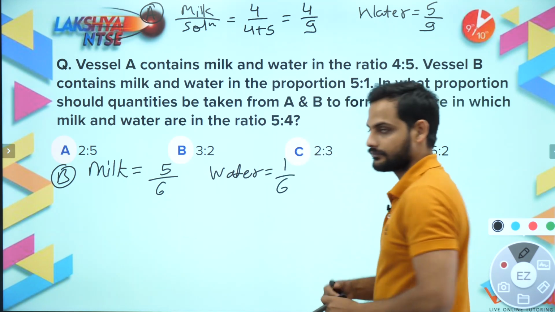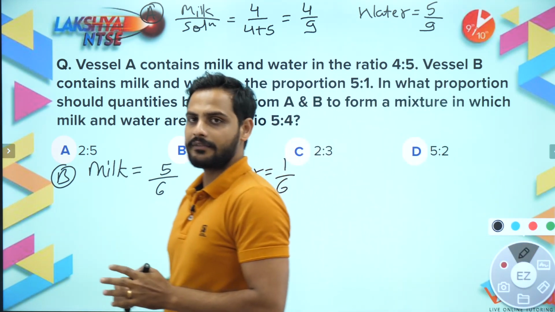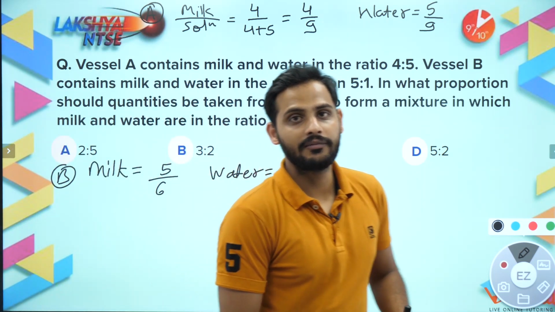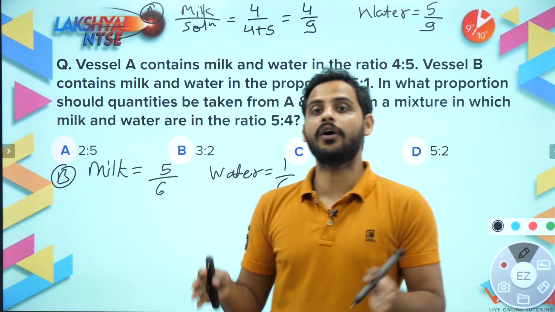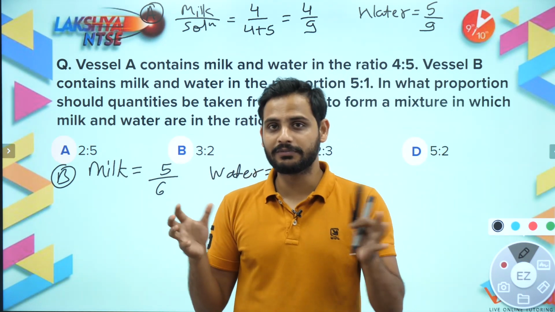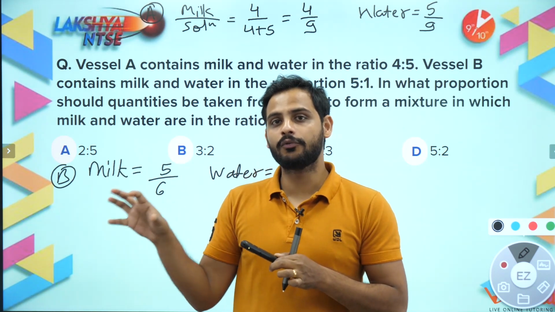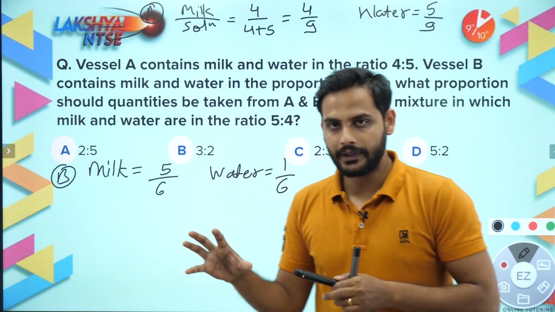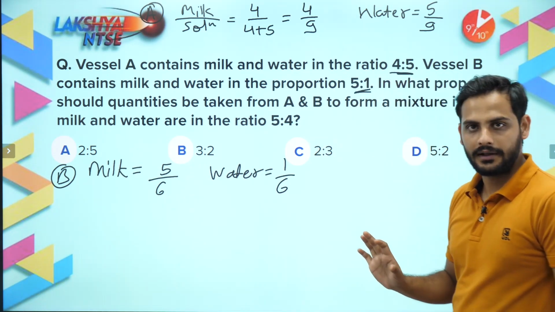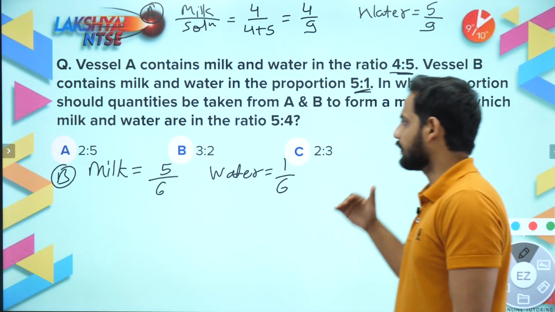1/6 of the solution. So always remember, in these kinds of questions of mixtures and alligations, we will always be finding out what fraction of the mixture is milk and what fraction of the mixture is water. That means we will find out each component is what fraction of the total solution. And this can be found using the ratio given, which we have already studied, right? Whenever they are giving you the quantity of A and B.